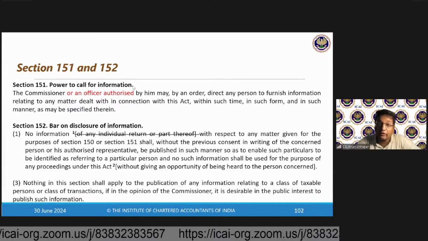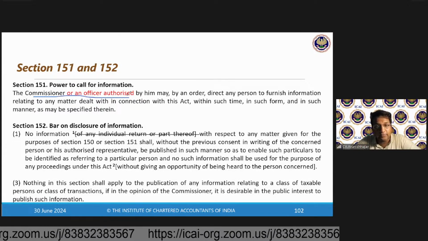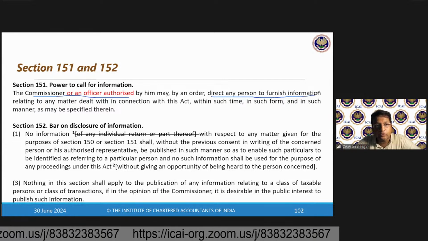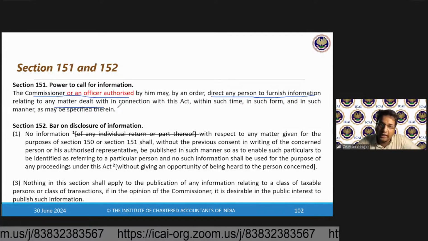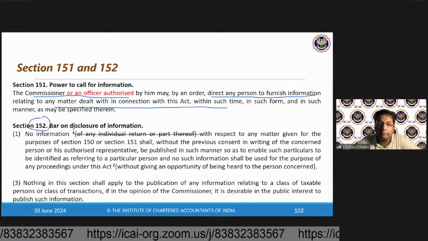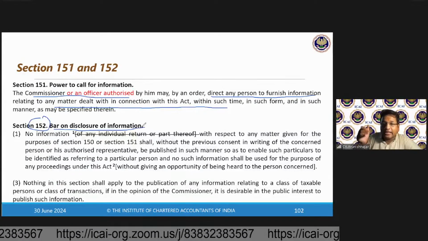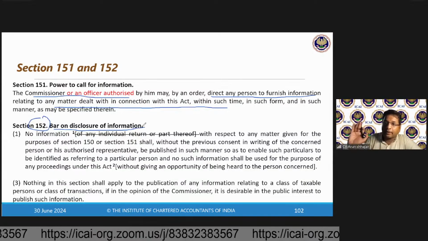Section 151, power to call for the information. Section 151 gives the power to the commissioner or any officer authorized by him to direct any person to furnish the information relating to any matter dealt with in connection with this Act. Section 152 is saying bar on disclosure of the information. Whatever information is being collected will not be disclosed without prior permission.